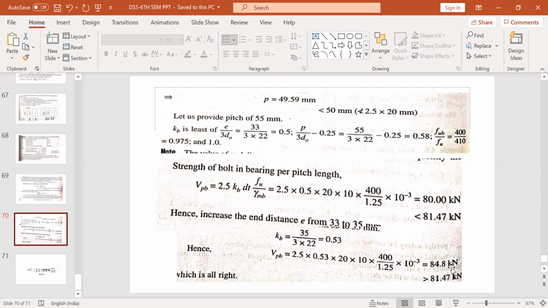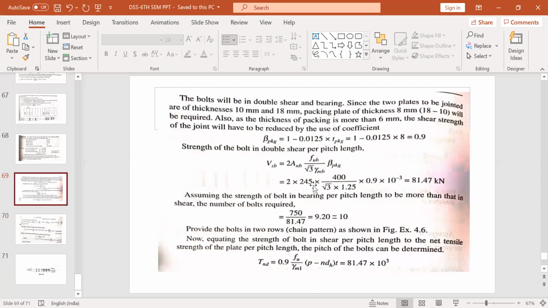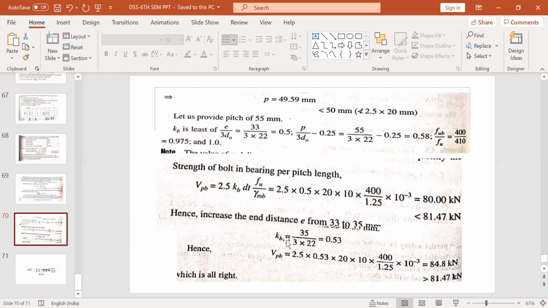Now in this case, this bearing strength is more than the shearing strength, which was our assumption in the earlier case, which was this assumption. Hence it is correct. So the pitch that you have calculated is correct, that is more than 50 mm. The designed pitch and design end distance, it is safe.